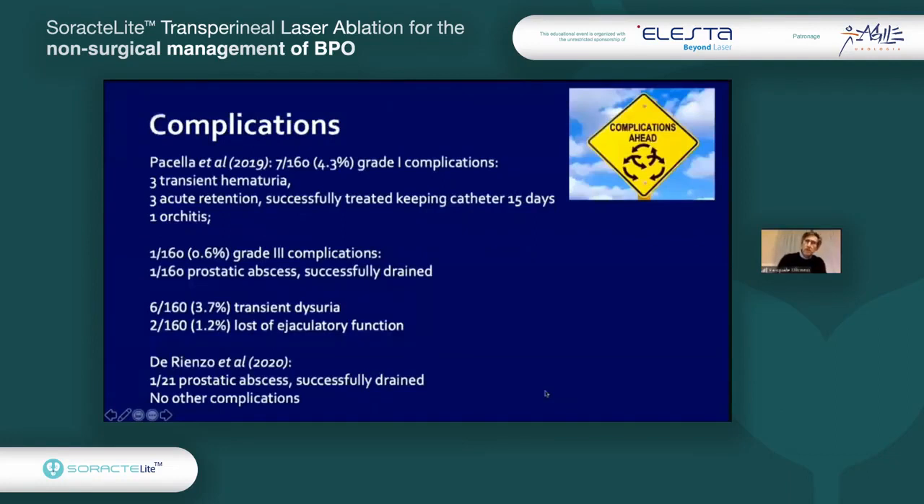So if we look at the complications of this study, in the Pasella study, there were 3 grade 1 complications: 3 transient hematuria, 3 acute retention resolved by catheter in 15 days, 1 orchitis, and 1 grade 3 complication, a prostatic abscess successfully drained. There were also 6 cases of transient dysuria and 2 cases of loss of ejaculatory function.